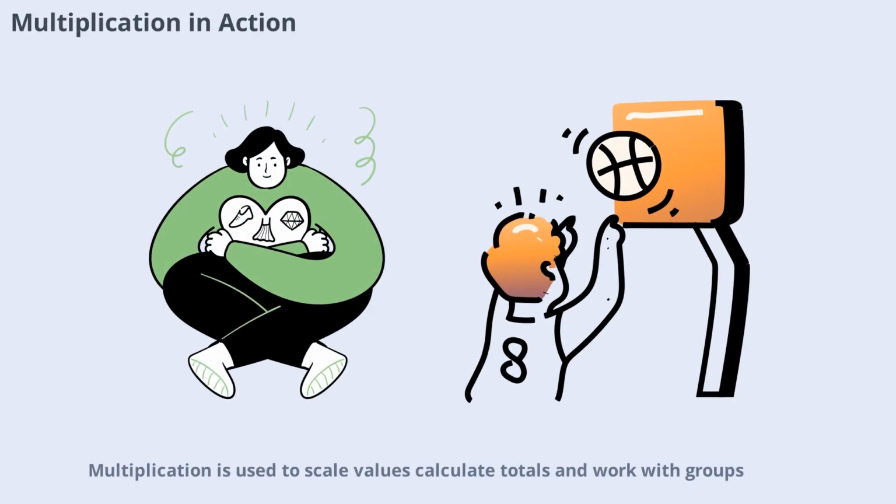Multiplication is used to scale values, calculate totals, and work with groups. For example, multiplying the price of an item by the quantity gives you the total cost. In JavaScript, multiplication helps automate these calculations and makes your code more efficient.